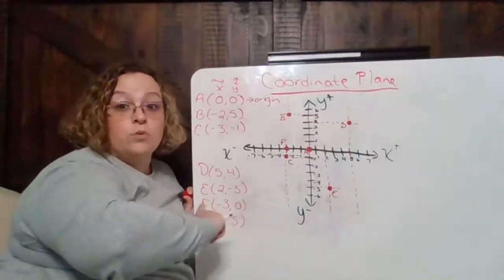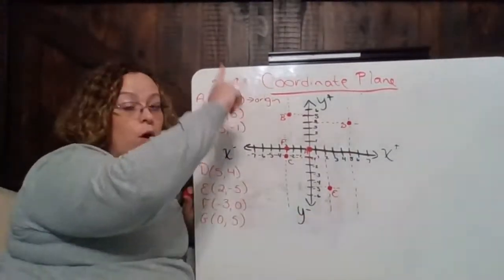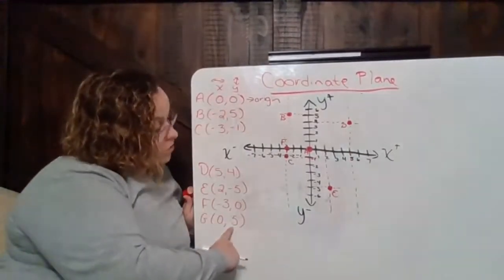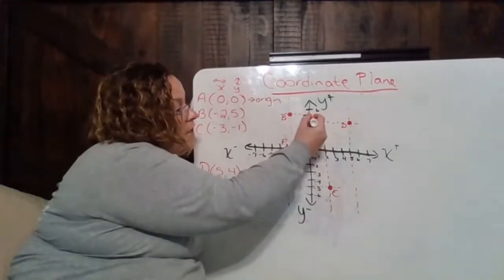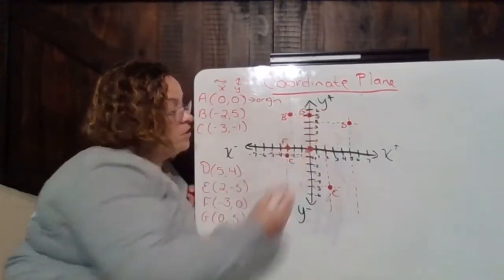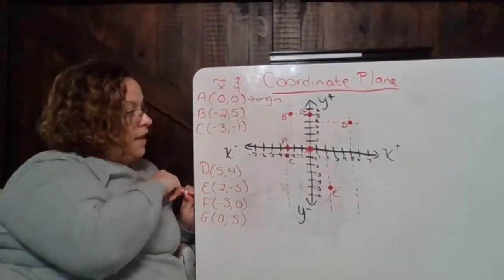Now the next one, I flipped it. I don't go left or right on the X because X is 0. I'm only going to go up or down. So it's going to be on the Y axis. So I'm going to Y is 5, which is right here. So there's your G.